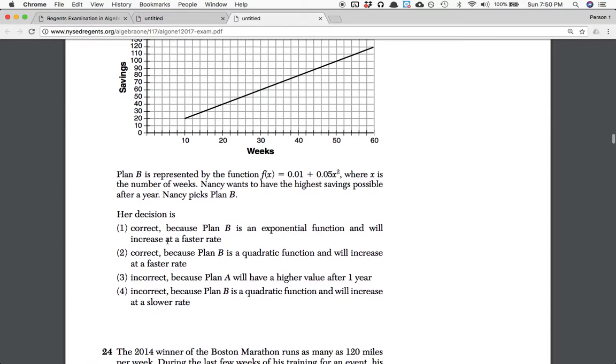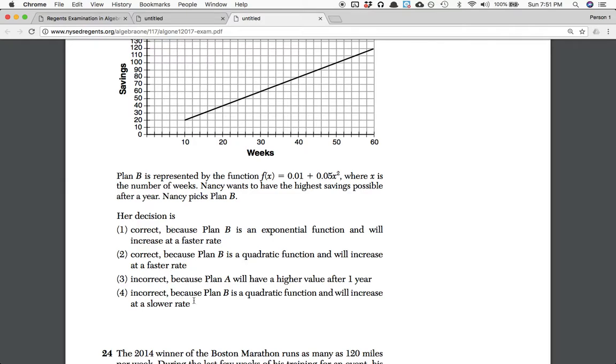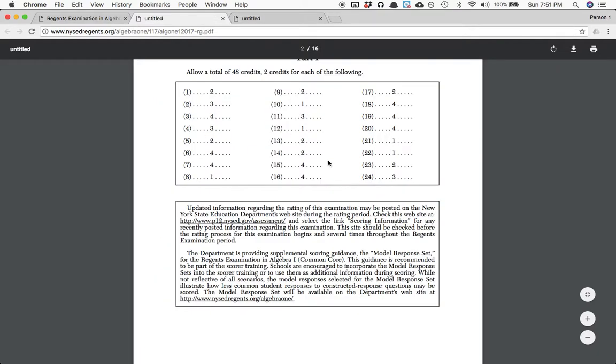And now we just got to see why it's correct. So it's not 3 or 4. It's got to be 1 or 2. Her decision is correct because plan B is an exponential function and will increase at a faster rate. Or correct because it's a quadratic function and will increase at a faster rate. This is super mean. I still got an x squared, but since it's an x squared, I think we're going to end up calling it quadratic. It should be answer choice 2. I hope that it is. Let's check actually just to make sure.